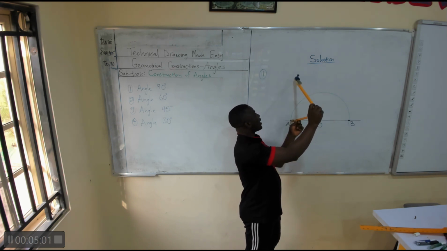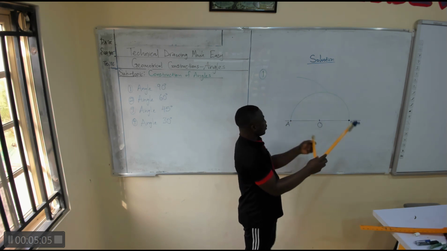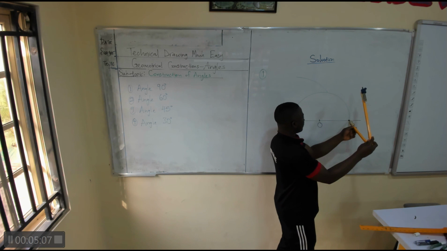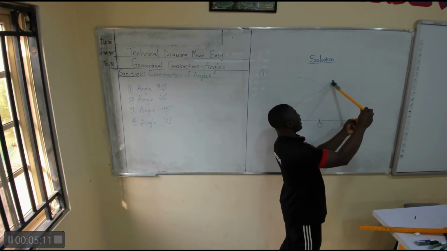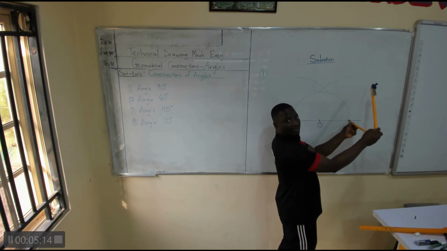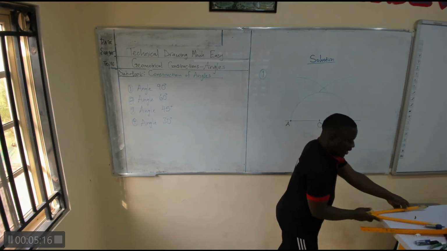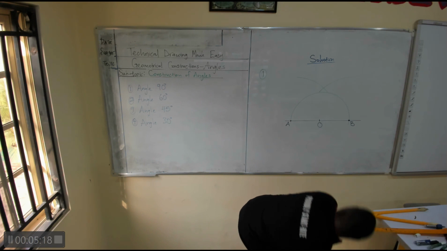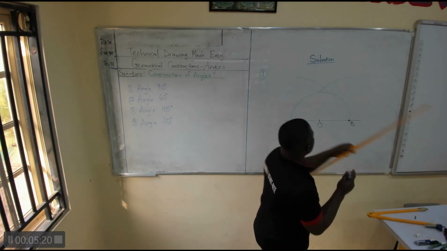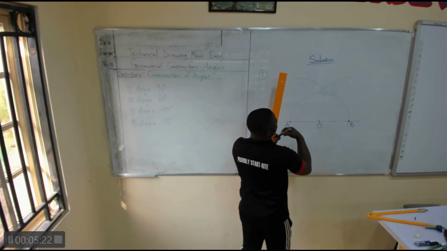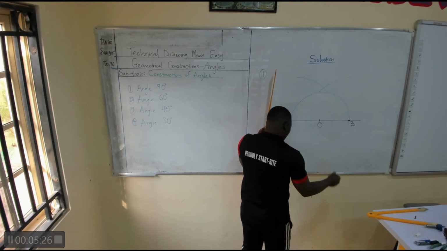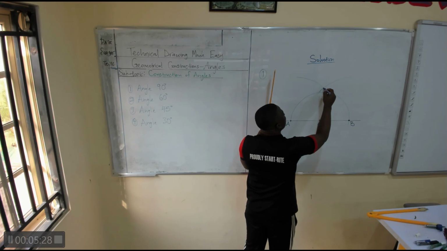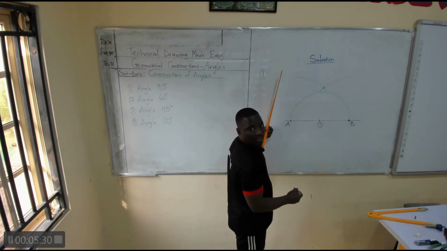Then at point A, you strike an arc above like this. Good. You also go to point B. Place your compass at point B and strike another arc. Can you see that now? Good. What do we call this point? Where the two arcs meet is called the point of intersection. Can you see that point?